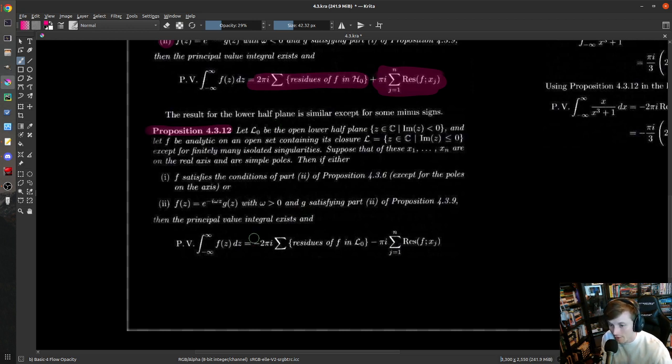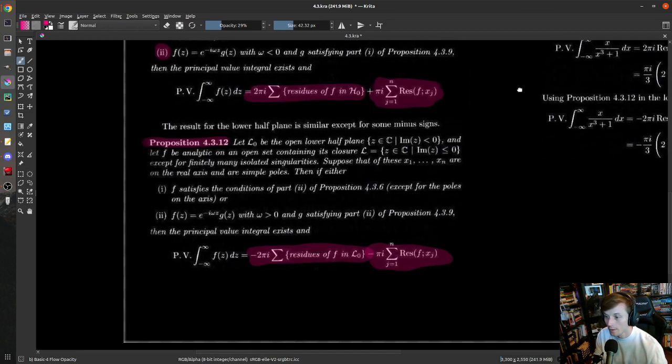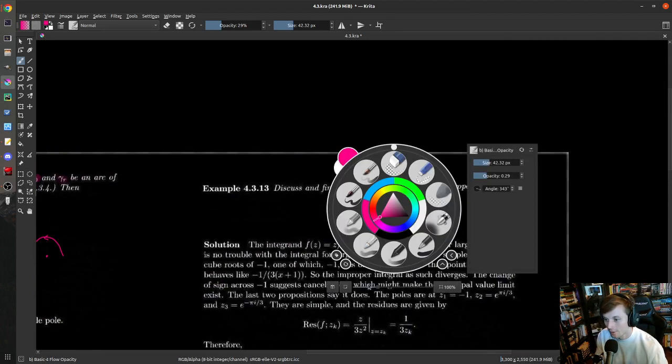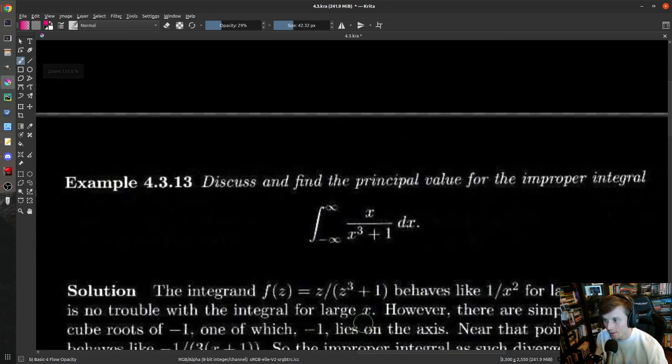And everything turns out to be pretty much exactly the same, except now I've got minus 2 pi i times the sum of the residues of f in the open lower half plane, minus pi i times the sum of the residues of f on the real axis. Easy. Okay. Cool. So let's do an example. Let's check it out really quick.